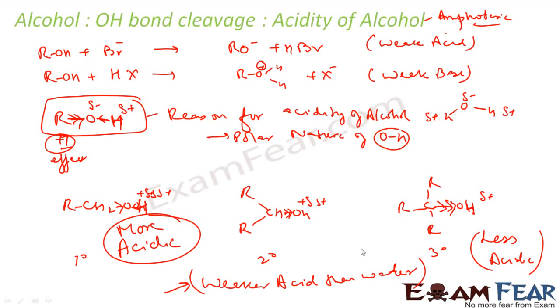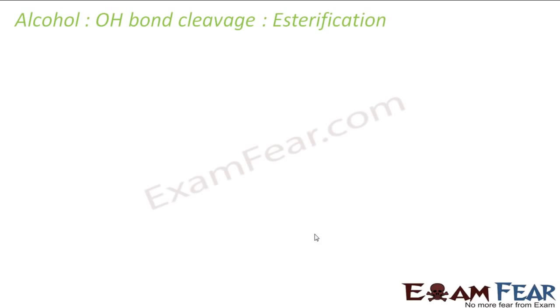That is one point. And in different kinds of alcohols, if you want to compare the acidic character, you have to see that the tertiary alcohol is all the more less acidic. And the reason I told you is because of the plus I effect by alkyl. Correct. So let's see the esterification process now. The esterification process is a reversible process in the presence of H plus.